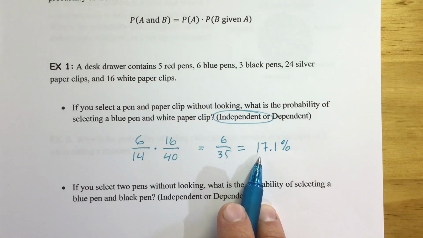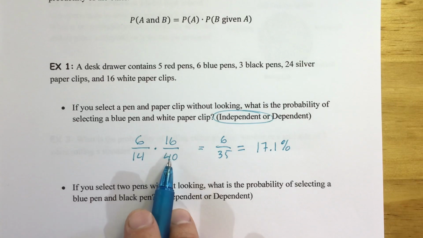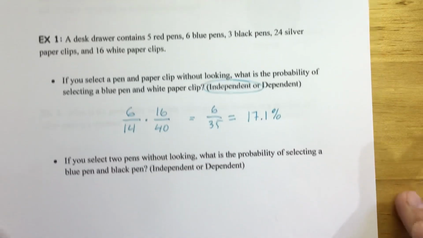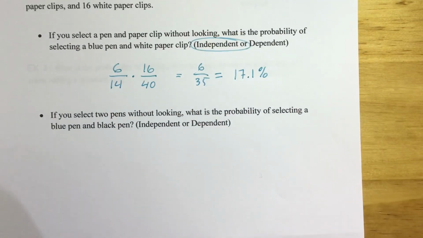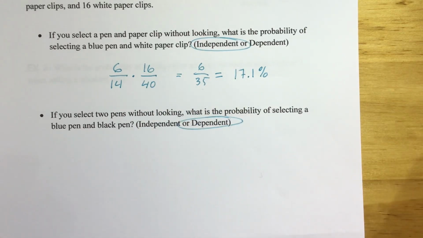Title here is compound probability. I want to say combined, but that is the compound probability of drawing a blue pen and a white paper clip. All right, so our other one, what we want to do is look at a dependent situation here. So let's see how that works out.